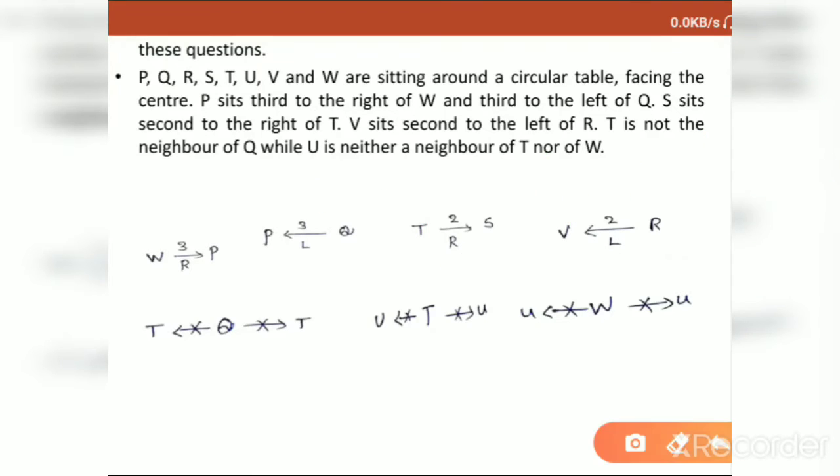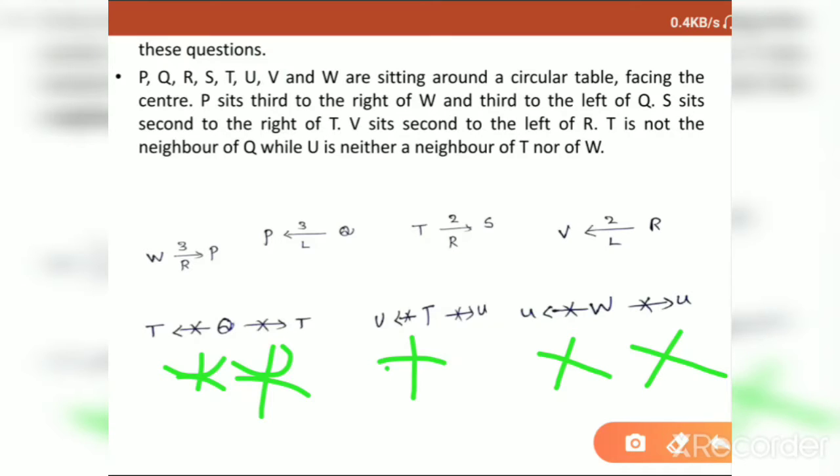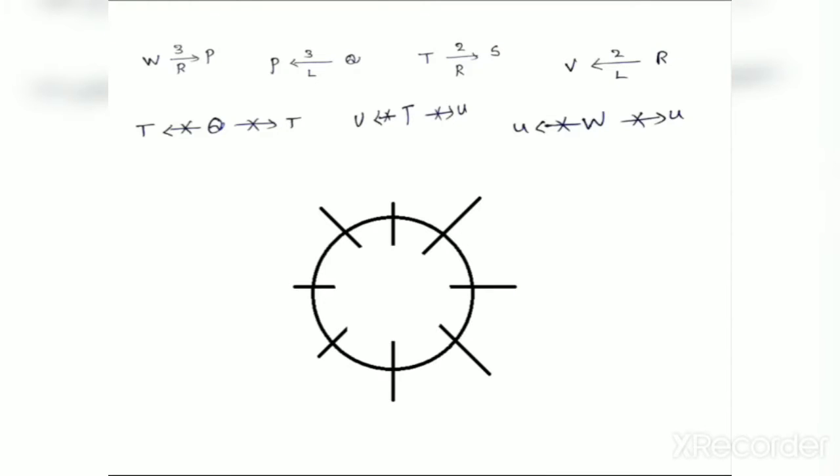Here "not" is there, which I am representing with a cross or X symbol. T is not the neighbor of Q. That means on both sides of Q, T should not be present. And U is neither a neighbor of T nor of W, that means on both sides of T, U shouldn't be present, and also on both sides of W, U should not be present. This is the information given in the problem. The same information I present in this slide. I am not going to read the question again. With the same symbol representation, I am going to solve the problem.